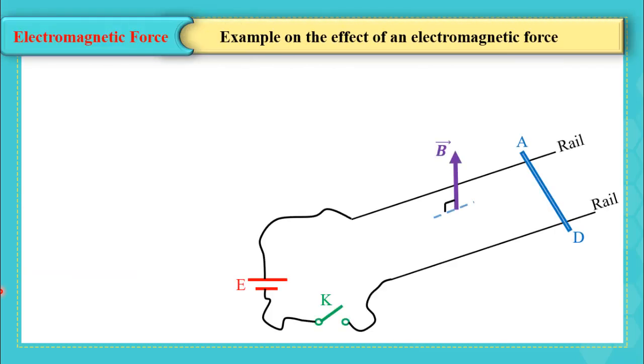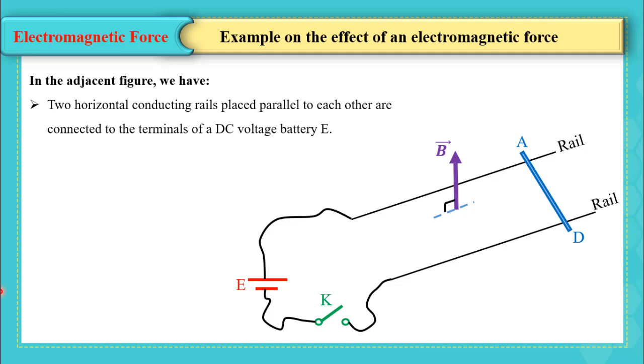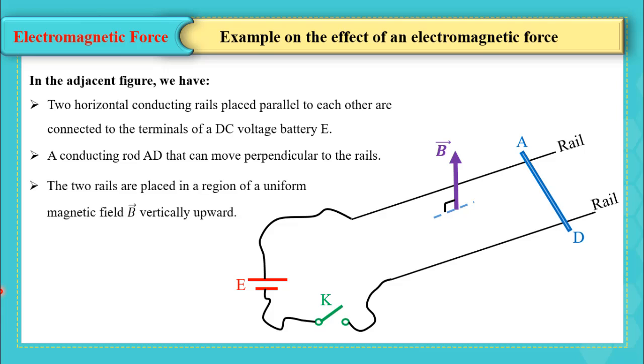Now, example on the effect of an electromagnetic force. In the adjacent figure, we have two horizontal conducting rails placed parallel to each other and connected to the terminals of a DC voltage battery of electromotive force E. A conducting rod AD can move perpendicular to the rails. And finally, the two rails are placed in a region of a uniform magnetic field B vertically upward. If we close the switch, current traverses the circuit and the rod starts to move across the rails.